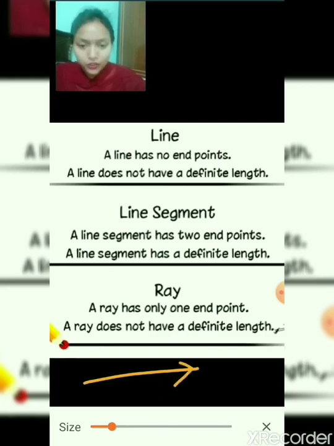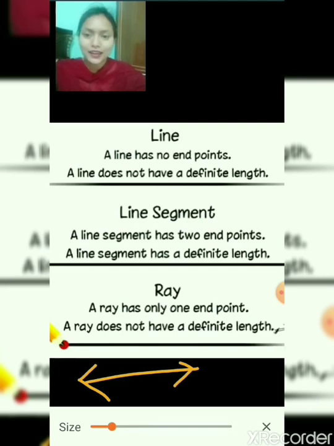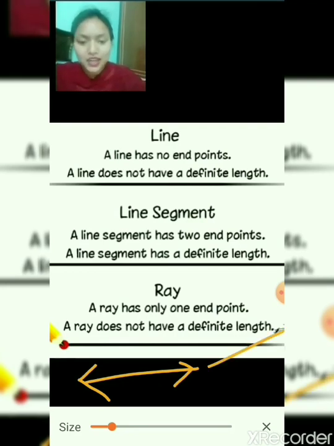Now, if I draw two arrows on both sides, this is a line, because the arrows are showing that the line can move in both the directions, in this direction also and in this direction also. So this is a line. A line does not have a specific length. It can move in both the directions.